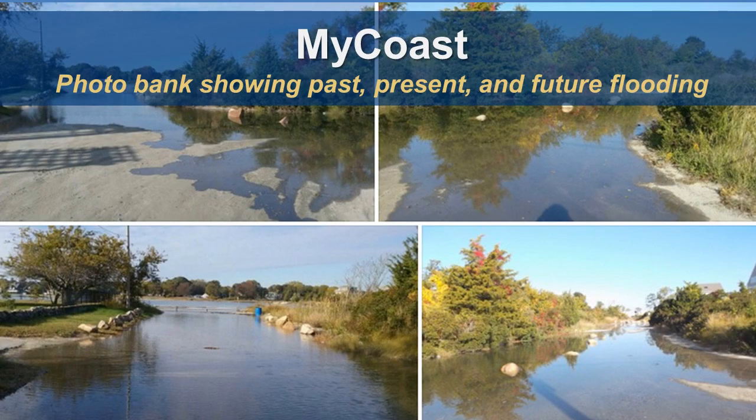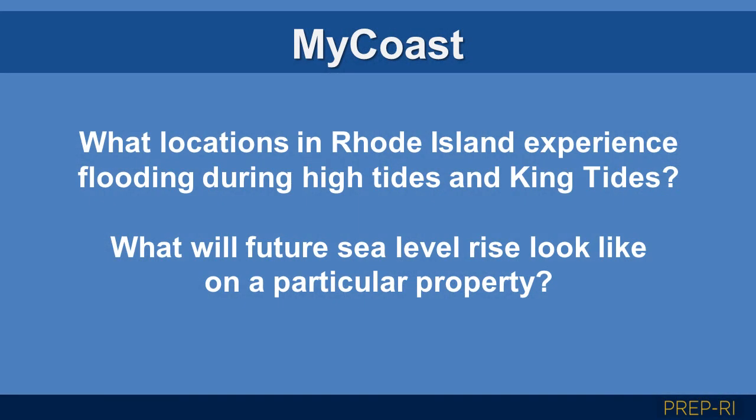MyCoast is a crowdsourcing tool that feeds into an online photo collection, offering a one-stop shop for past, present, and future flooding photographs taken by Rhode Islanders. MyCoast helps us understand which locations in Rhode Island experience flooding during periodic extreme high tides, also called king tides, astronomical high tides, or moon tides.